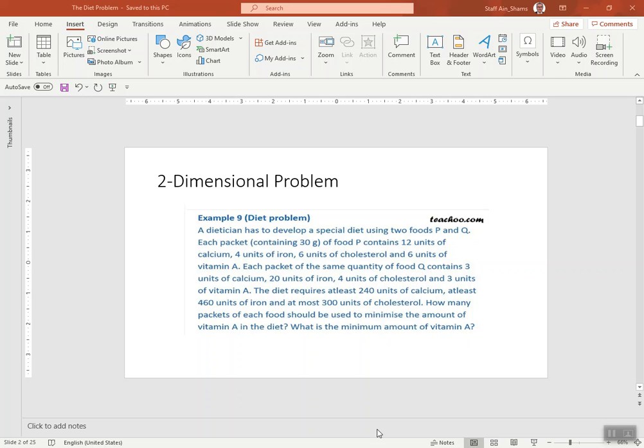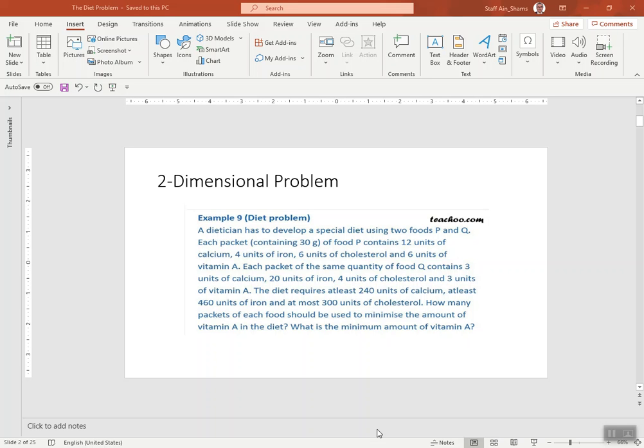We have to develop a special diet of two foods, P and Q. Each packet of 30 grams: the first food, P, contains 12 units of calcium, 4 units of iron, 6 units of cholesterol, and 6 units of vitamin A. Each packet of the same quantity of food Q contains 3 units of calcium, 20 units of iron, 4 units of cholesterol, and 3 units of vitamin A.